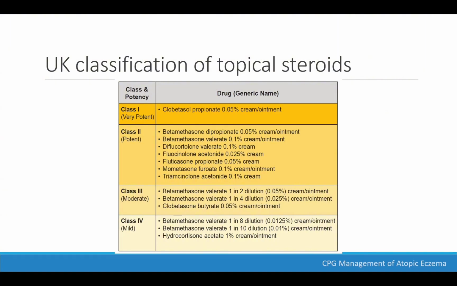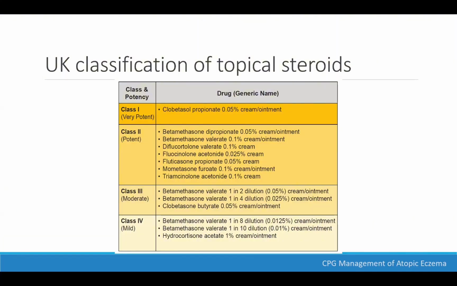Class 2 are potent topical steroids, and these include betamethasone dipropionate, betamethasone valerate 0.1%, diflucortolone valerate 0.1%, fluocinolone acetonide 0.025% cream, fluticasone propionate 0.05% cream, mometasone furoate 0.1%, either cream or ointment, and triamcinolone acetonide 0.1% cream.